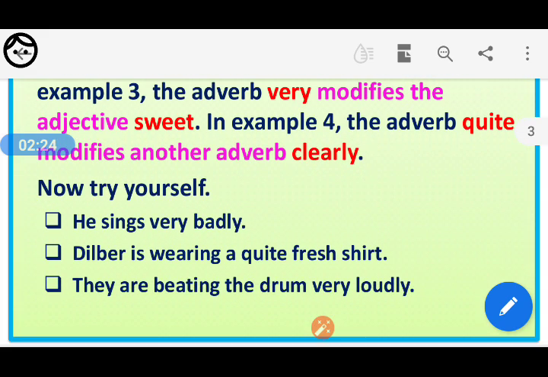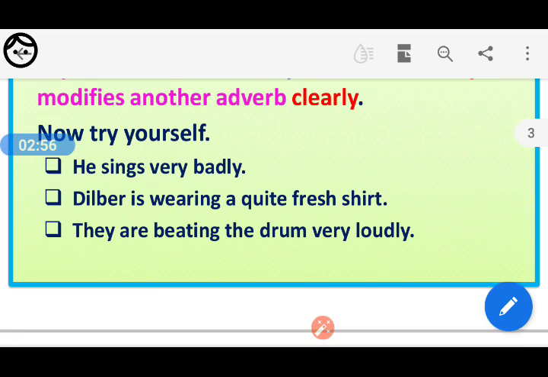He sings very badly. Now tell me, when we say he sings very badly, we see in this example that sings is modified by the adverb badly. Dilber is wearing a quite fresh shirt. You see, fresh is modified by quite. It is fresh, but what kind of fresh? It is quite fresh. They are beating the drum very loudly. They are beating the drum, but how loudly? Very loudly. So you can see these examples here.